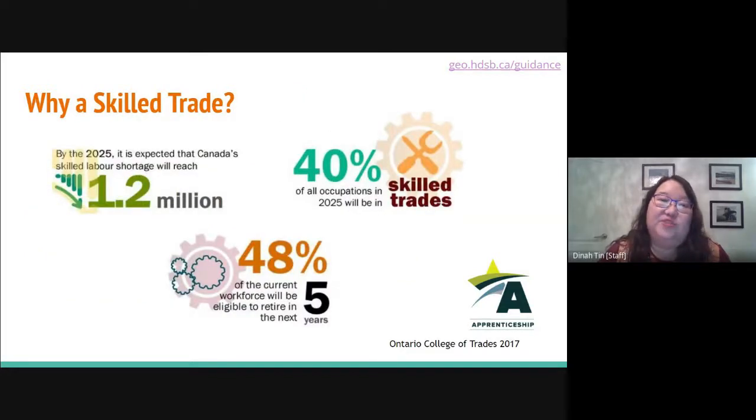Why a skilled trade? I'm sure you've heard some of this in the media. They've been talking about it for a few years now. But by the year 2025, which isn't so far off now, it's expected that Canada's skilled labor shortage will reach 1.2 million jobs. 40% of all occupations in 2025 will actually be in the skilled trades, so almost half. And 48% of that skilled trade workforce will be eligible to retire in the next 5 years. So there's going to be lots of jobs available in the skilled trades.